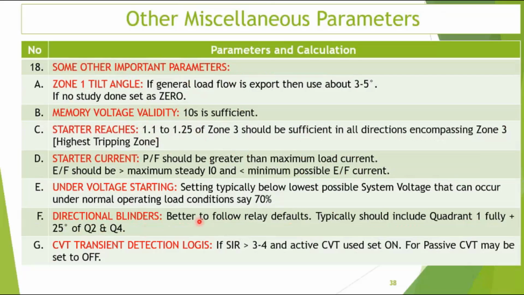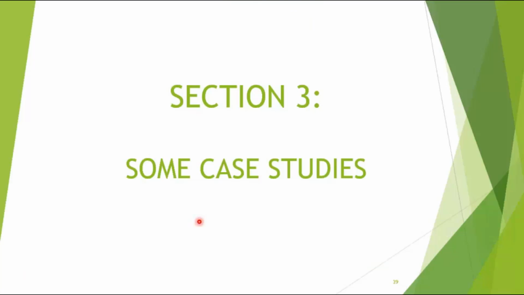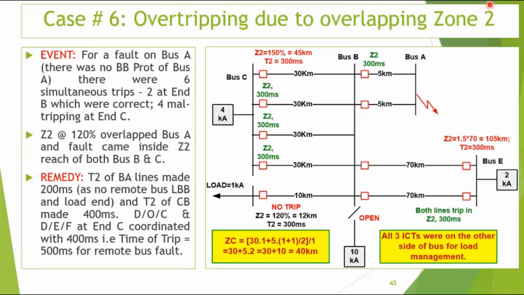This is again all discussed previously. Okay, let me choose this one. This is something which I talked about today and discussed. There were 4 lines, a 30 kilometer line, and a 5 kilometer short line, a long line followed by a short line. So this zone 2 was 150% at 45 kilometers. This zone 2 was, let's say, also 150%, whatever.